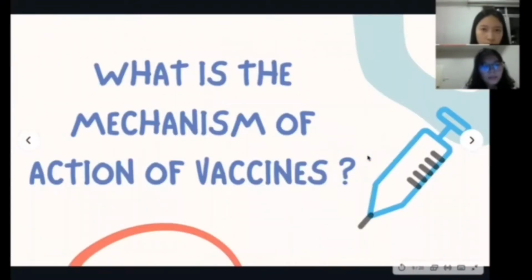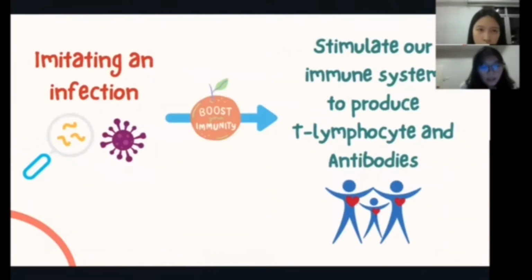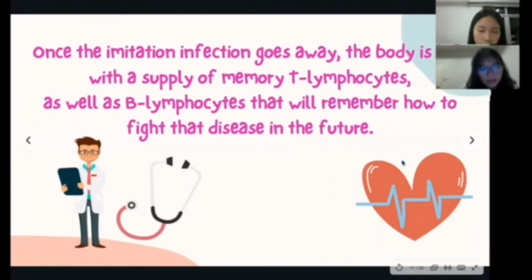What is the mechanism of action of vaccines? Vaccines help develop immunity by imitating an infection. This type of infection, however, almost never causes illness, but it does cause the immune system to produce T lymphocytes and antibodies. Sometime after getting a vaccine, the imitation infection can cause minor symptoms such as fever. Such minor symptoms are normal and should be expected as the body builds immunity.